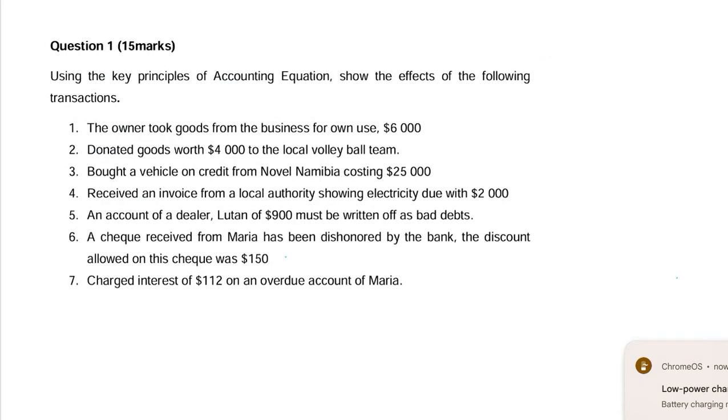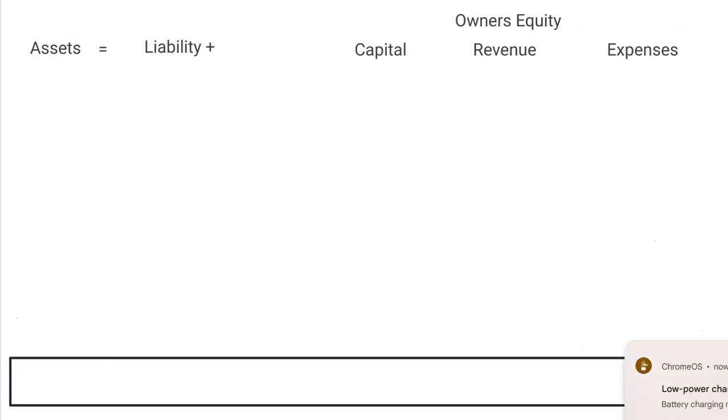So in this video, we'll go over the accounting equation and we are going to do an exercise. So this is question 1. Using the key principles of accounting equation, show the effects of the following transactions. So number 1, the owner took goods from the business for own use, 6,000. All right. So we start with question 1.